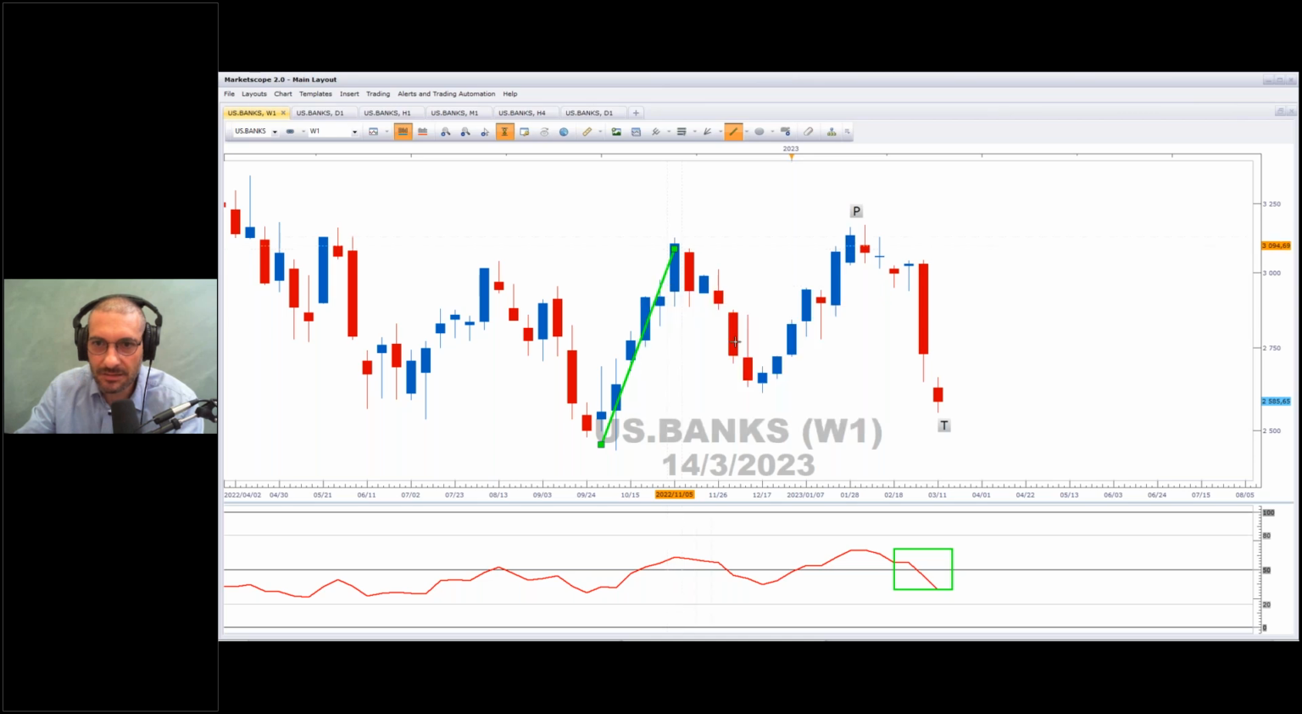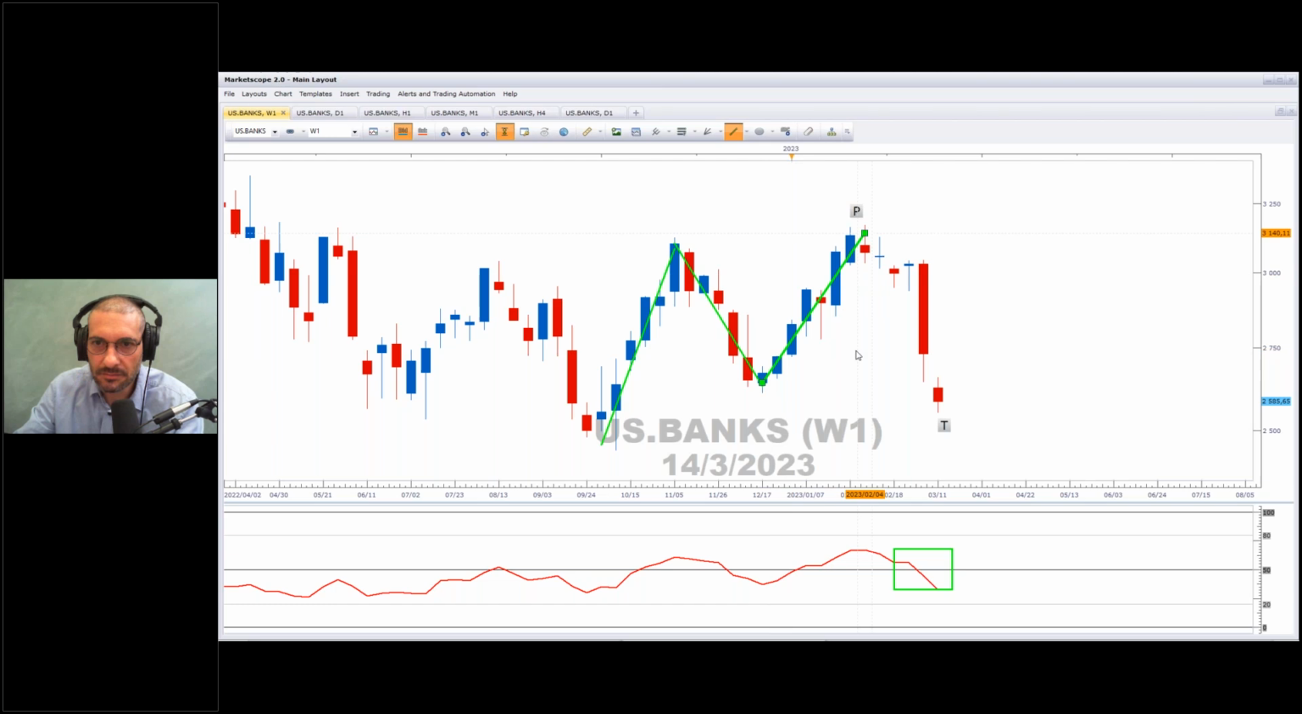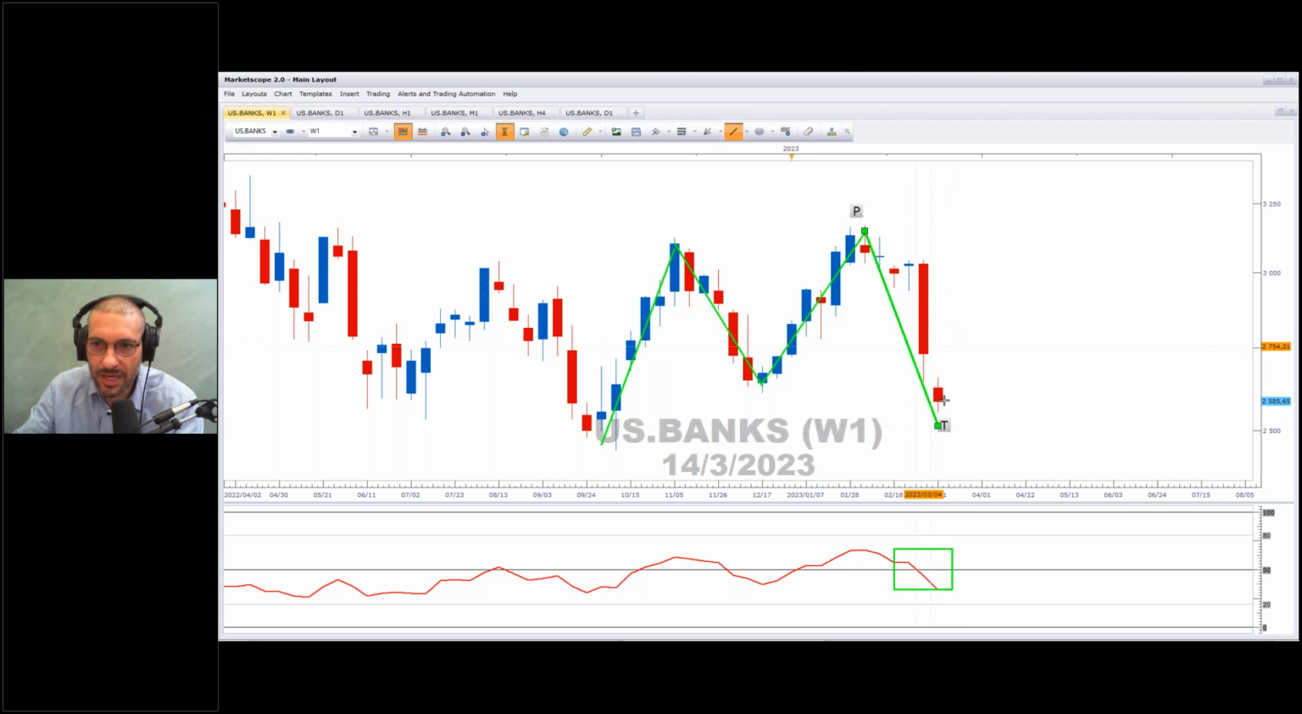Take a look at this. It lost it in one fell swoop. Boom. In a matter of 2 candles. Boom. It lost its uptrend. The repricing here has been absolutely vicious. It's been a vicious repricing. Last week, let's just understand what happened over the course of a week.